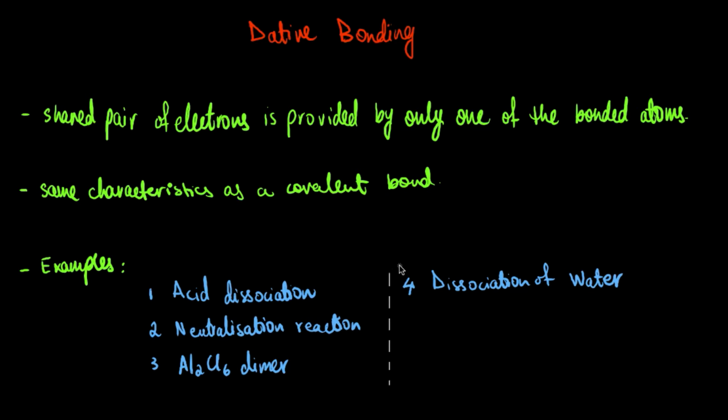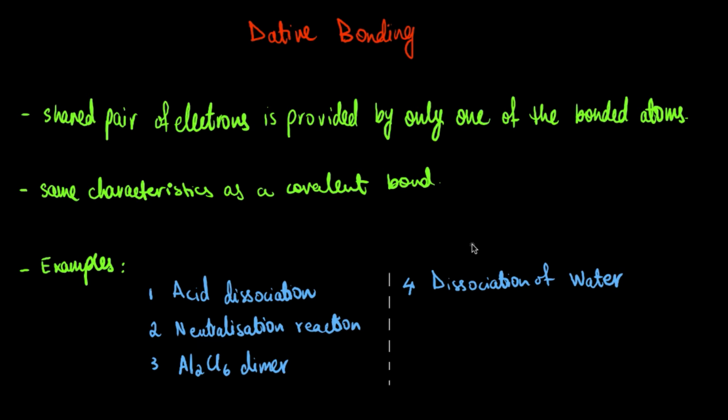Hello everyone. Today in this video we will be studying the subtopic of dative bonding, which is basically a part of chemical bonding. Now dative bonding is also known as coordinate covalent bonding, and in that basically there are shared pairs of electrons which are provided by only one of the bonded atoms.